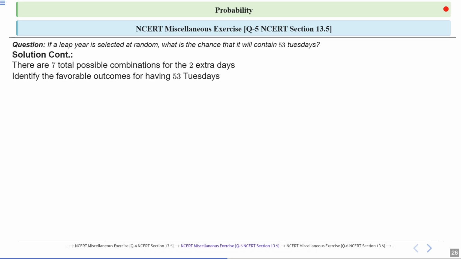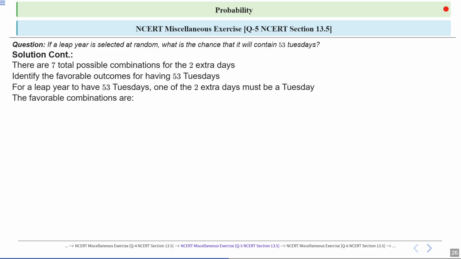Now identify the favorable outcomes for having 53 Tuesdays. For a leap year to have 53 Tuesdays, one of the 2 extra days must be a Tuesday. The favorable combinations are Monday, Tuesday and Tuesday, Wednesday. So there are 2 favorable outcomes.